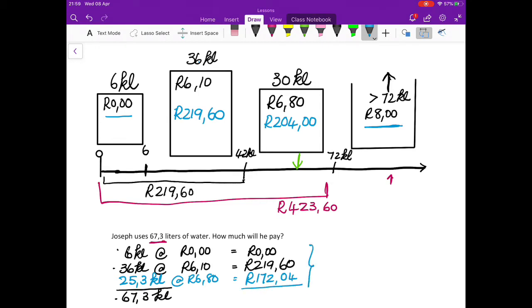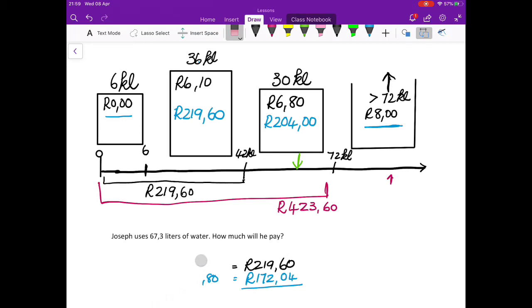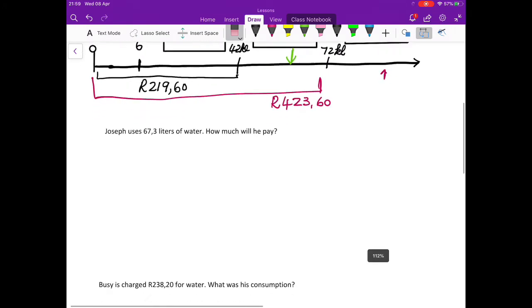Now I can work out my total bill. So if I add these three together, it will give me 391 Rand and 64 cents. So that is what Joseph would pay for 67.3 liters of water. Right, I'm going to erase this so that we can do the other example, just so that we can have the buckets to show us what we're doing.